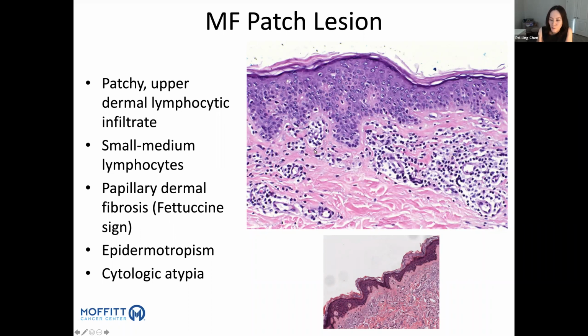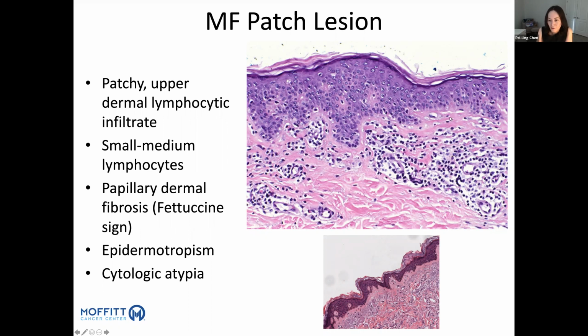A lot of times, one of the features of mycosis fungoides is what we call the fettuccine sign, papillary dermal fibrosis. This is the papillary dermis layer of the skin. You see some fibrosis with malignant T cells infiltrating these fibrotic bands, and that's what we call the fettuccine sign. And the malignant T cells that go into the epidermis, that's what we term epidermal tropism.